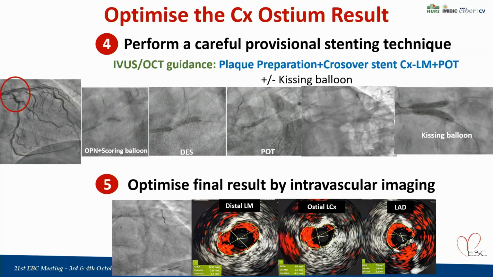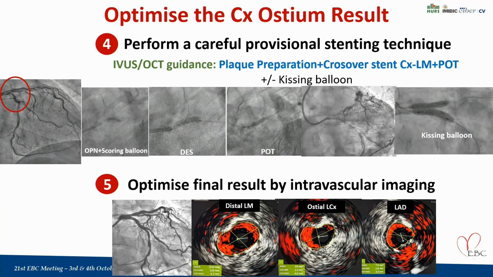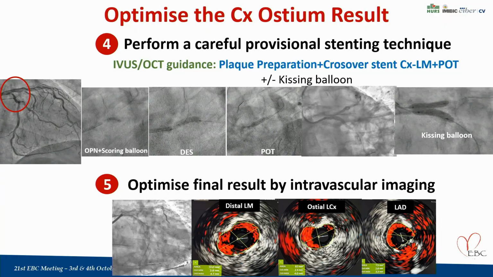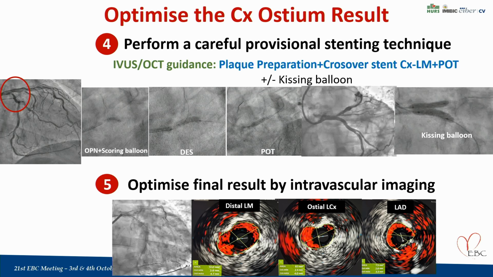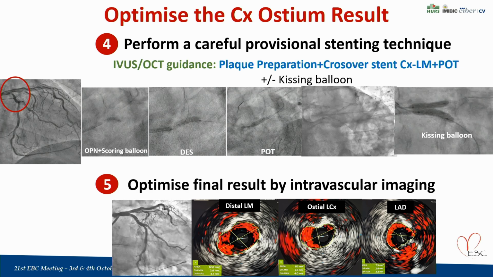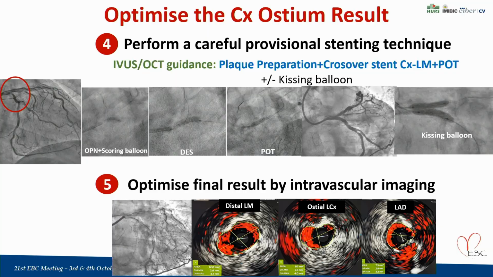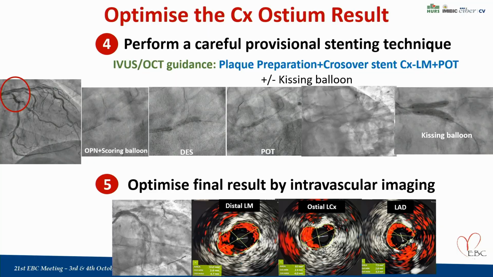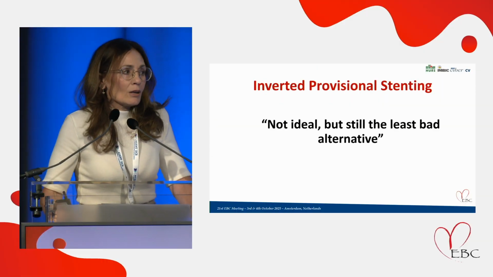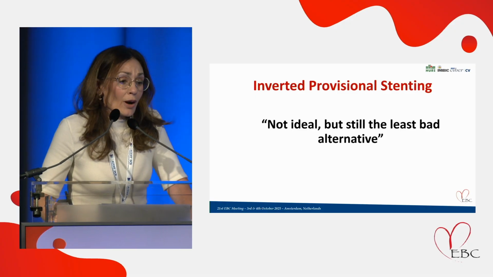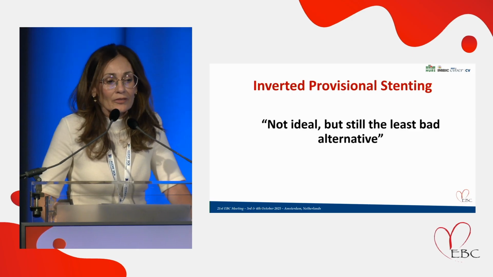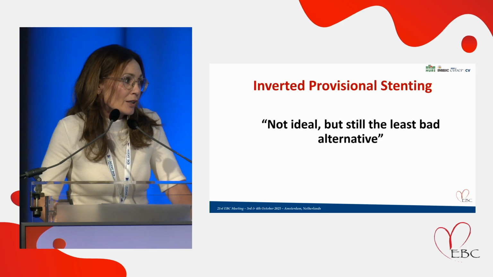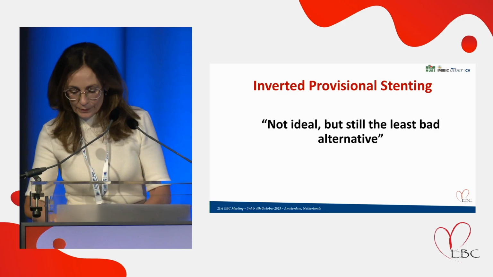And finally, we cannot settle for a good angiographic result. We always have to perform an assessment by IVUS of the left main and optimize the result according to the data obtained by intravascular imaging. So, although the technique is not ideal, it is the least bad alternative we have at this moment, while waiting for data about drug-eluting balloons. Thank you very much.